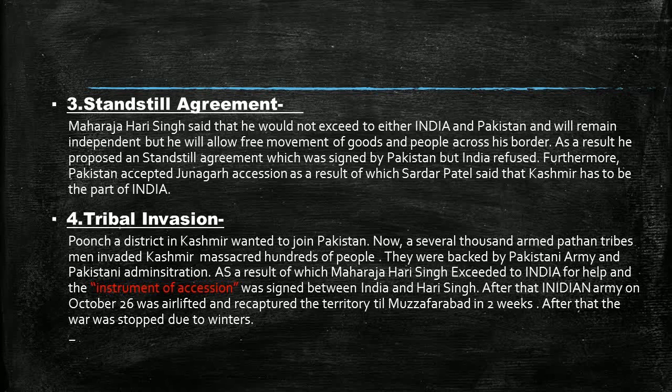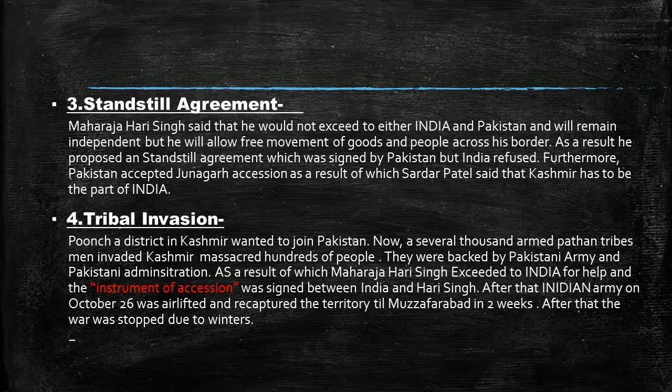Now coming to the standstill agreement. Maharaja Hari Singh said that he would not accede to either India or Pakistan and would remain independent, but he would allow free movement of goods and people across his border. As a result, he proposed a standstill agreement which was signed by Pakistan, but India refused. Due to this, Pakistan started applying pressure. It stopped rail and lorry services through which essential supplies reached the state.